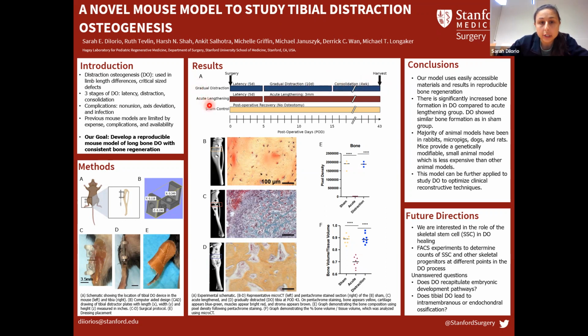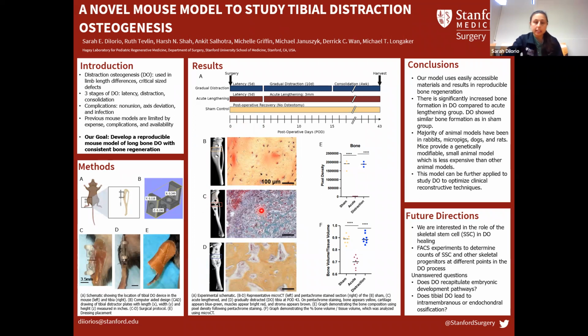In our acute lengthening condition, we had a latency of 5 days before we distracted the full 3 millimeter distance all at once. And then the mice were again harvested at post-op day 43. In our sham control, we installed the device but did not distract, and we did not create a fracture either. Looking at the results, this is our sham control here. We see micro-CT on the left and pentachrome staining on the right. In pentachrome, yellow is bone, red is stroma, blue is cartilage.